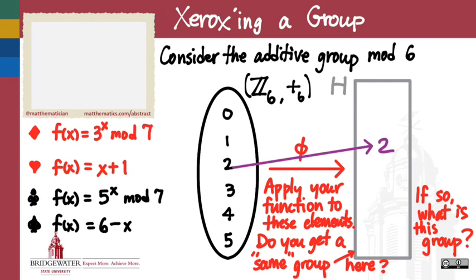So 4 different Xerox machines, 4 different groups, but all putting the same thing into that document feeder on the top, right? Putting the same Z mod 6 in. What do you get out? Is it a same group as what you started? And if it's not, what are the differences? If it is, do we know it by another name?